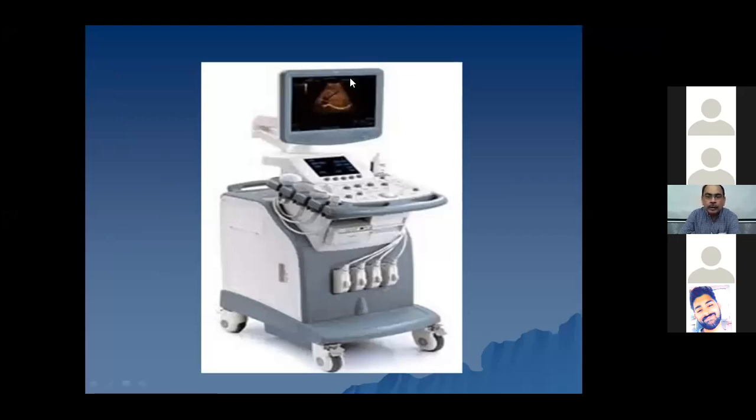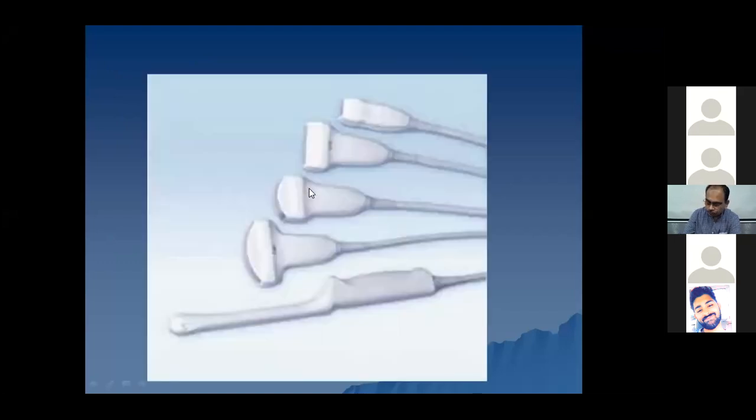Here you can see a typical ultrasound machine. The main crux of these machines are these probes, which are used to scan the patient. Here again, you can see different kinds of probes. This is the endocavity probe and different probes which are used percutaneously to examine the patient.